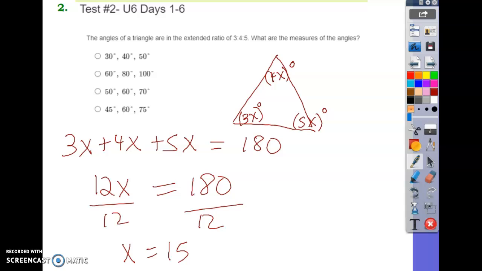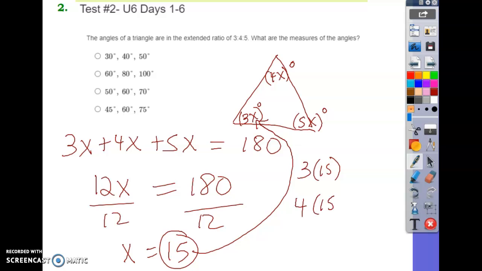Now, we have to plug that back in. That 15 has got to go back in. So the first angle is 3 times 15 degrees. The second angle is 4 times 15 degrees. And the third angle is 5 times 15 degrees. And that makes the answer the last one, 45, 60, and 75 degrees. And all 3 of those angles should add up to 180, because that's how we set it up.